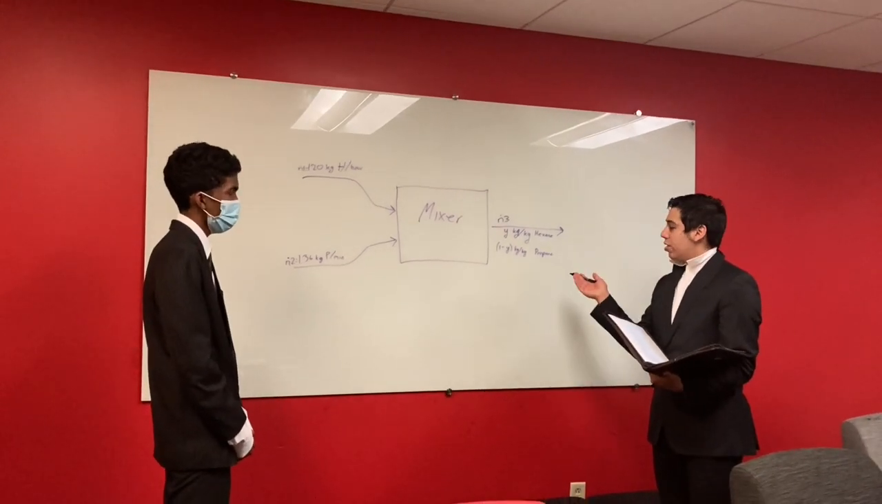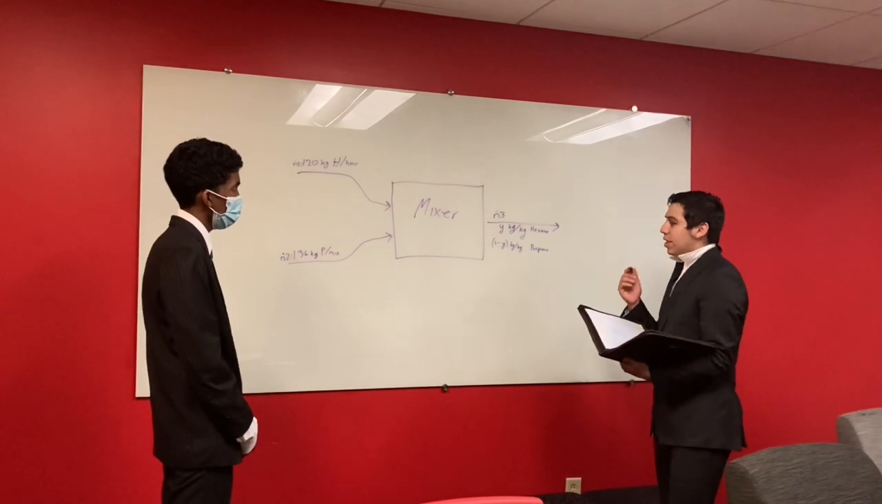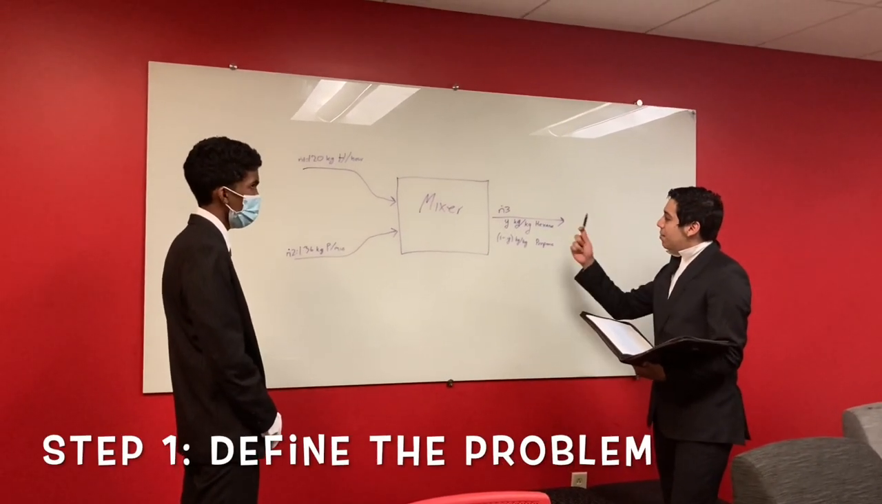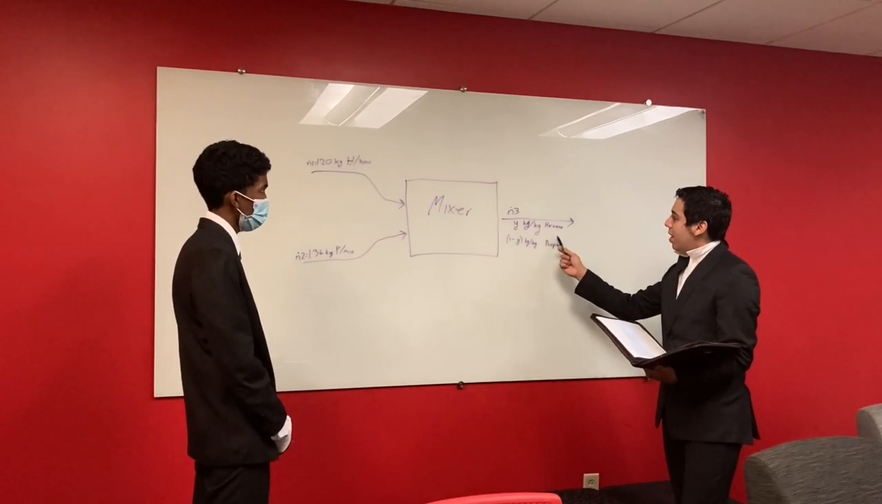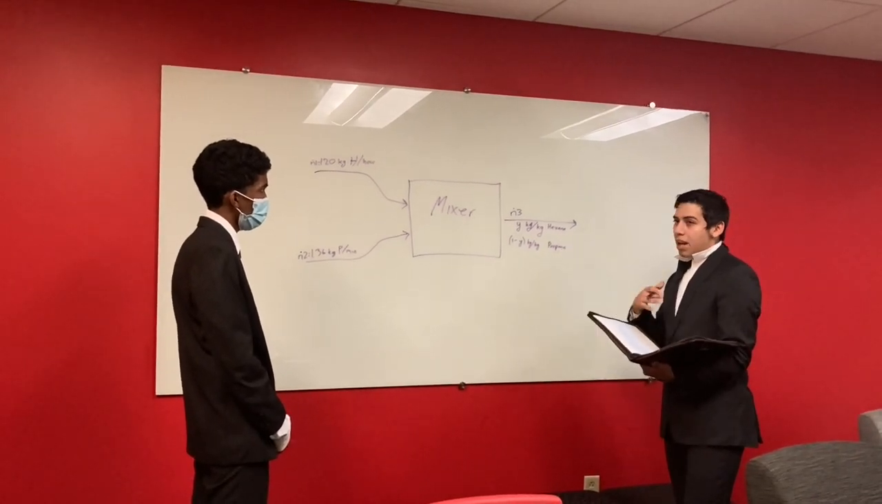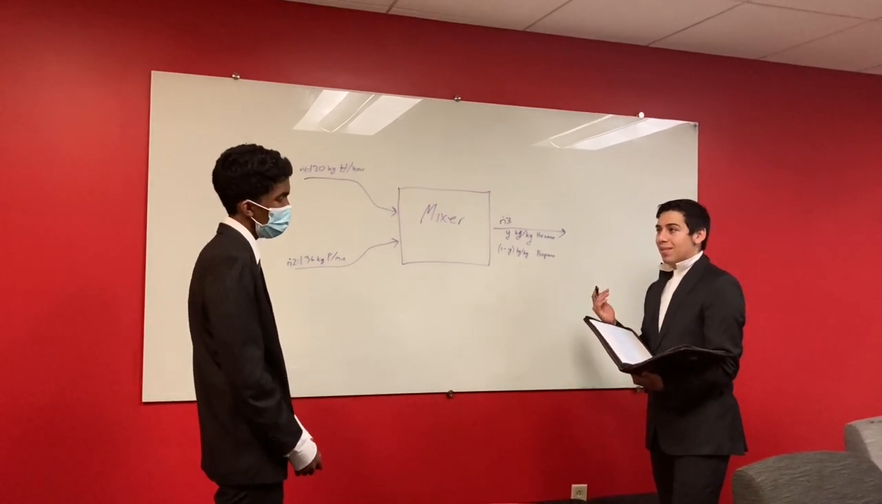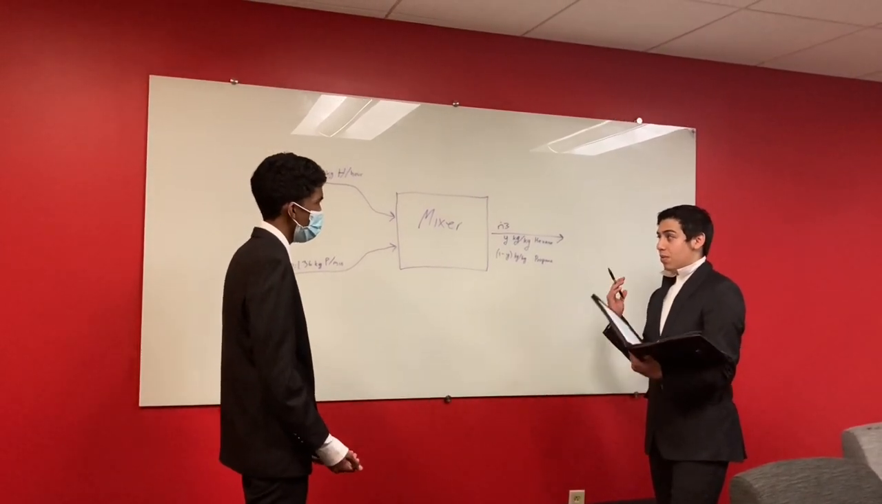Right, this doesn't look too bad. We need to solve this using the five steps of problem solving. Now, looking here, it seems that I need to find out the mass fraction of the hexane output stream. From there, we can convert the mass fraction to the mole fraction. Well, okay, that was pretty obvious. What are you going to do from here?